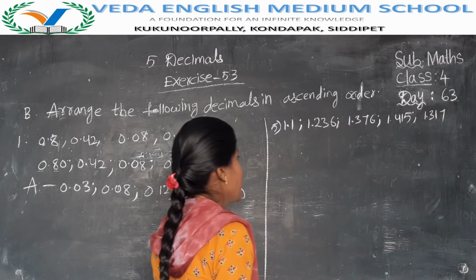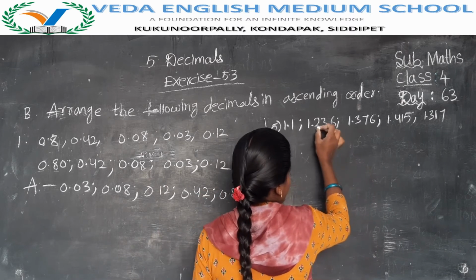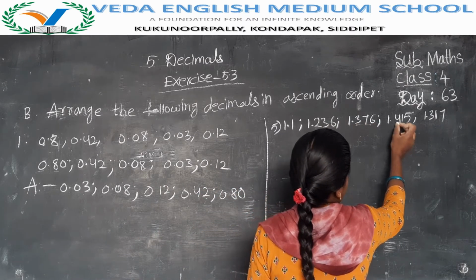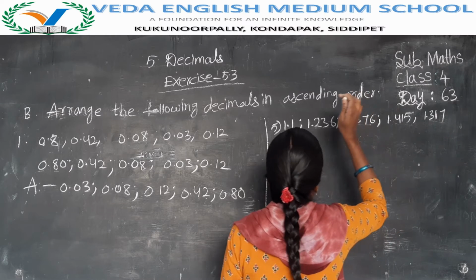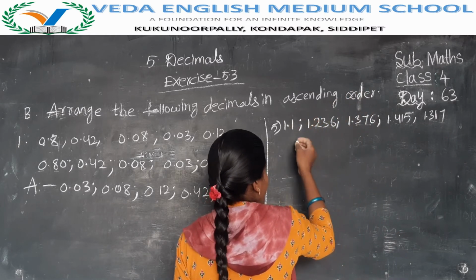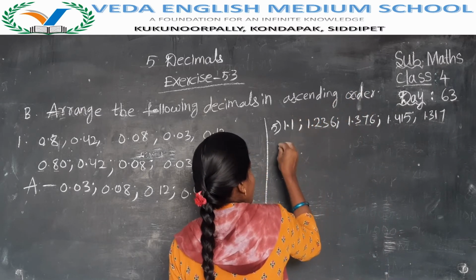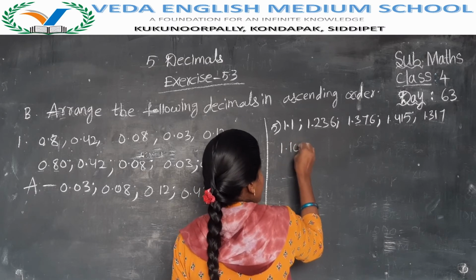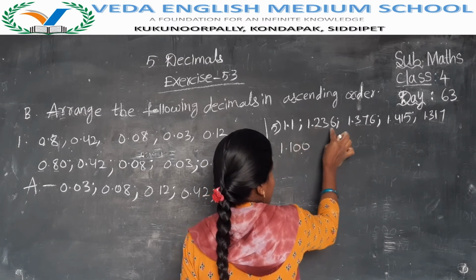How to convert unlike decimals into like decimals? Here we have 3 decimal places, 3 decimal places, 3 decimal places, 3 decimal places. Only here we have 1 decimal place. Then what do you have to do? You have to convert this unlike decimal into a like decimal. So 1.100. Now it also has 3 decimal places.